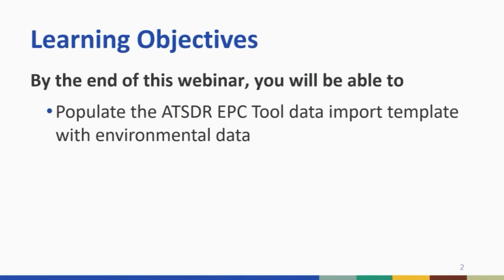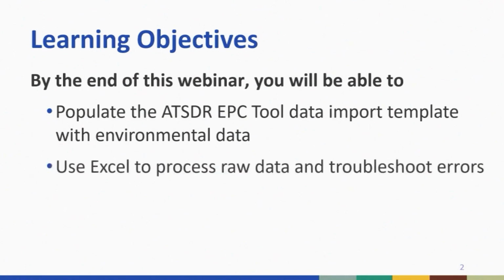This training covers two topics related to importing data into the EPC tool. By the end of this webinar, you will be able to populate the ATSDR EPC tool data import template with environmental data from your site. We'll use an example lab report to do a step-by-step walkthrough of how to populate the template. You'll also be able to use tools and formulas in Excel to process raw data and troubleshoot common errors thrown by the EPC tool.